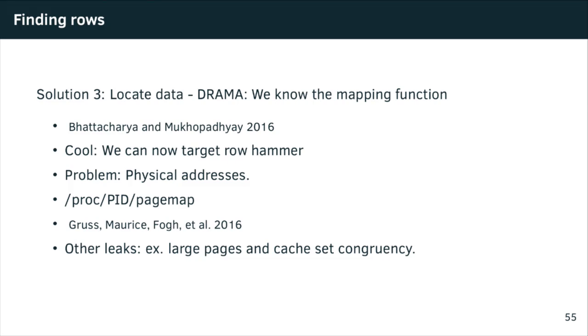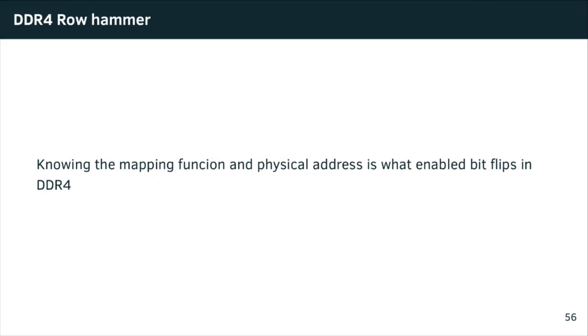And the way the cache works actually turns out to leak information about physical addresses as well. So knowing the mapping function actually brings you very, very far in terms of figuring out where the stuff is you want to Rowhammer. There is a very interesting application here.